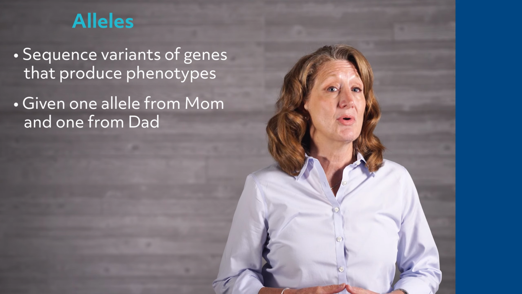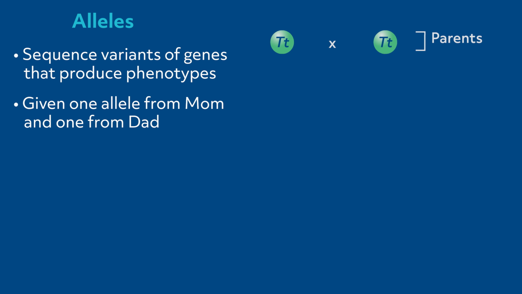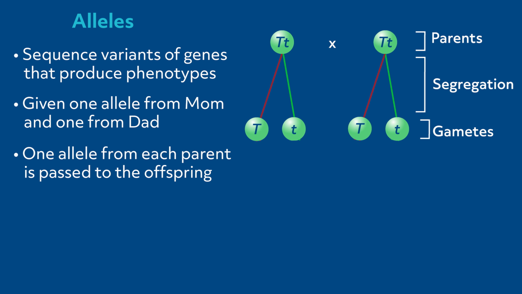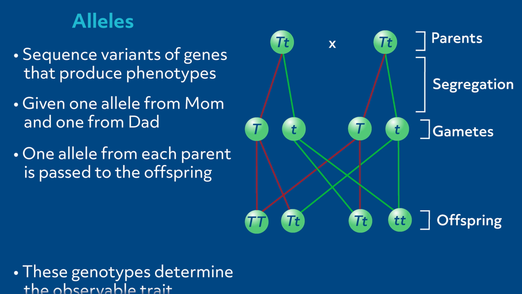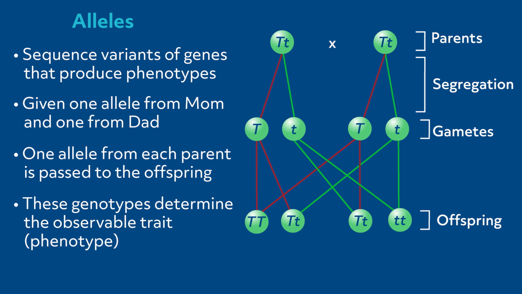Mendel's law of segregation states that the parents' allele pairs separate randomly and only one allele from each parent is passed to the offspring. This particular cell in the offspring has two alleles again, and it's the combination of these alleles, or genotype, that determines the observable trait, or phenotype.